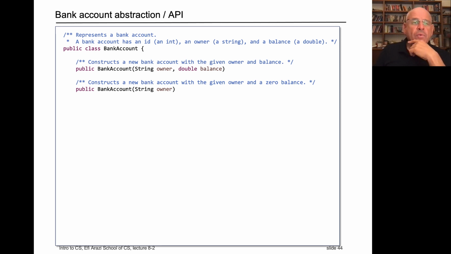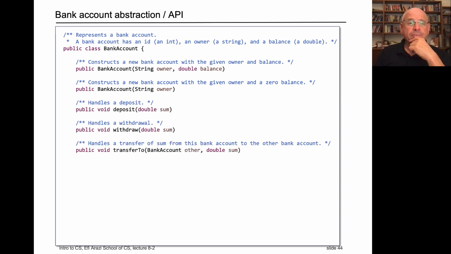Now, here we have two, not one, but two constructors. The first constructor will get an owner and a balance and will create a bank account for this owner with this initial balance. The second constructor will do something similar. It will also create a new account with a new owner, and it will set the balance to 0. So we see that just like any other method, constructors can be overloaded.